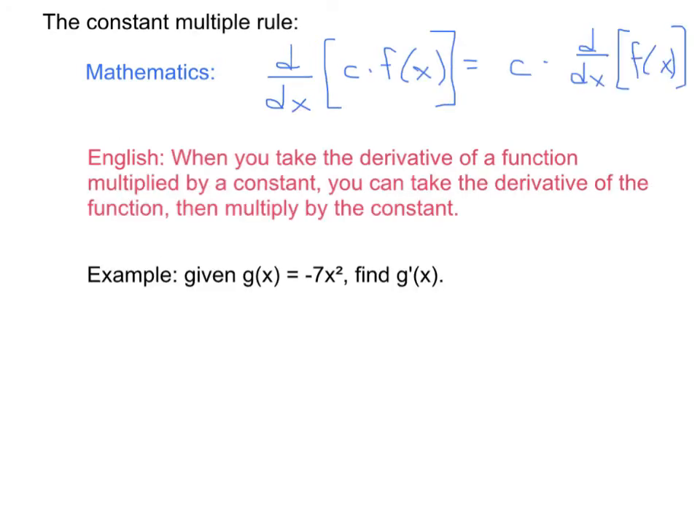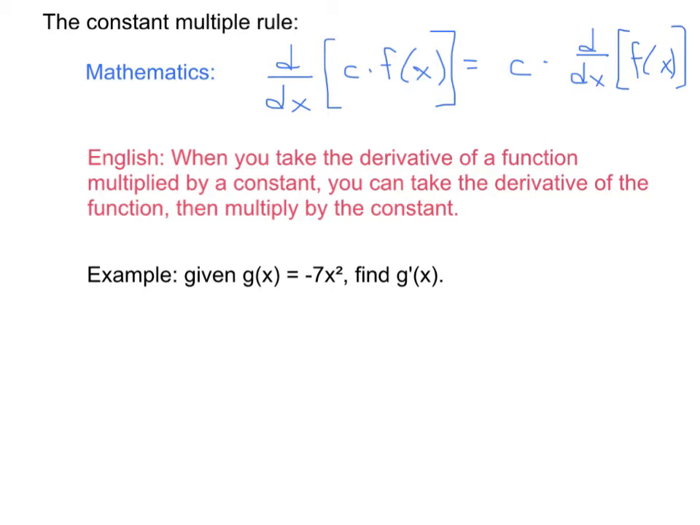The next rule is called the constant multiple rule, and this one's actually really helpful. What this one says in mathematics is, if someone asks you to take the derivative of c times f of x, some constant times f of x, that's the same as taking the derivative of the function and multiplying by the constant. In English, when you take the derivative of a function multiplied by a constant, you can take the derivative of the function, then just multiply by the constant at the end.